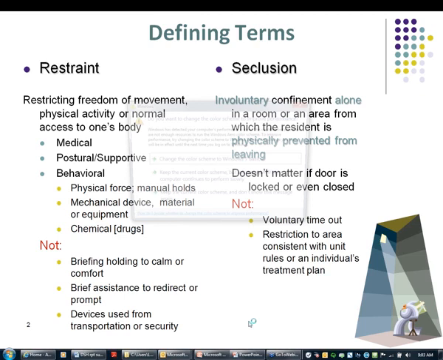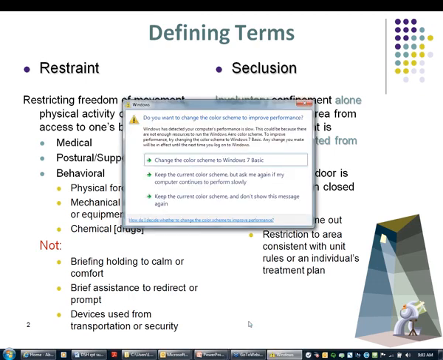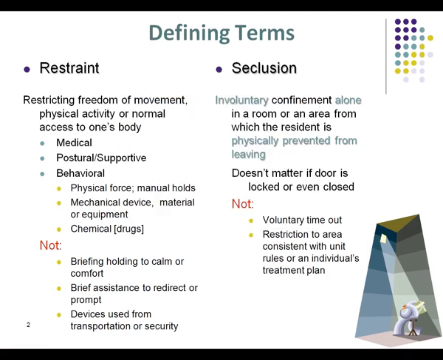Restraint means restricting the freedom of movement, preventing someone from some physical activity or normal access to one's body. So whenever you restrict somebody's freedom of movement, you have restrained them. And they tend to fall into three general categories: medical restraints, postural or supportive restraints, and then behavioral restraints. We're going to be talking entirely about behavioral restraints, but I just did want to point out that these other forms of restraint do get used.